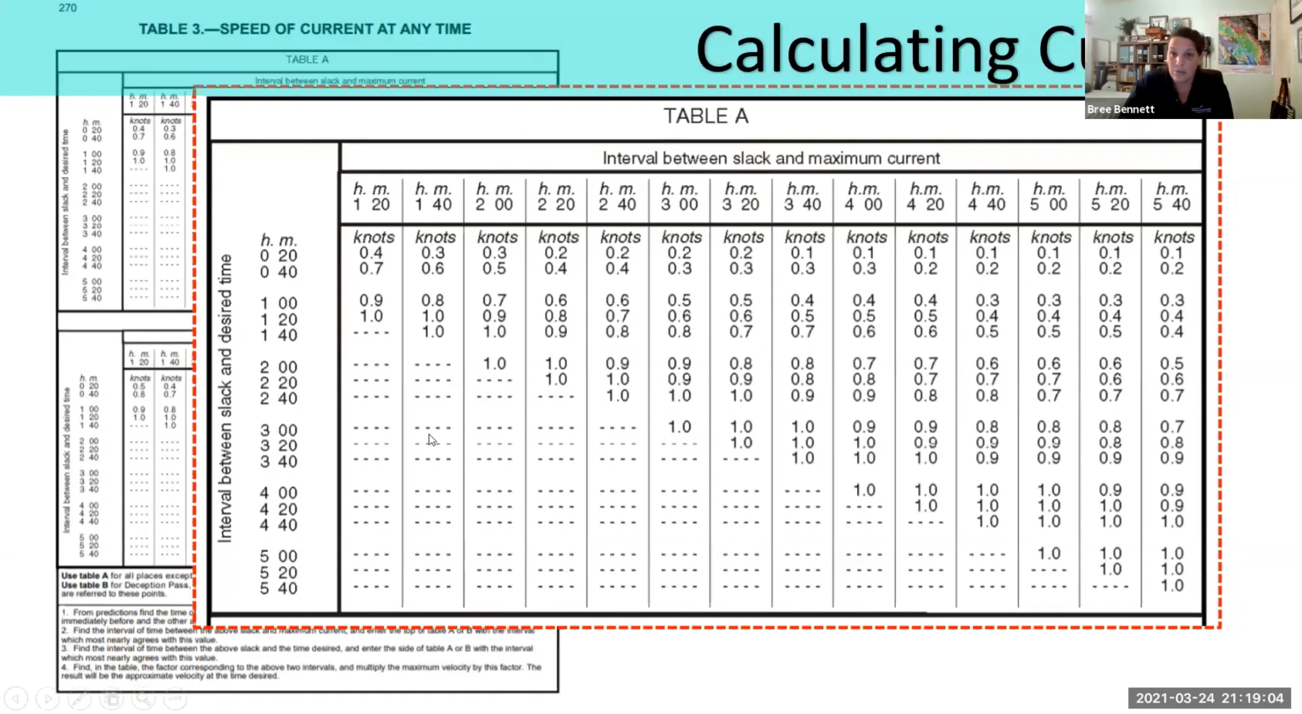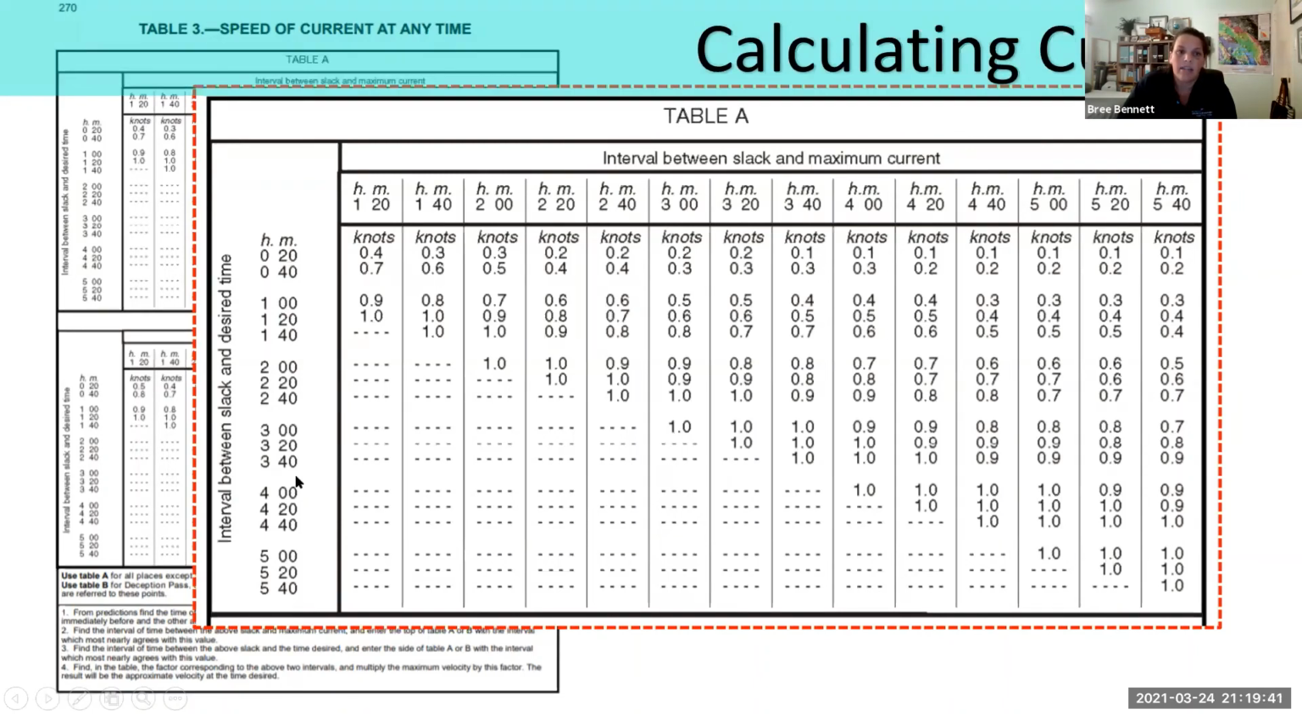Okay, for the table, our table 3 is just one single table. It looks like it's 2 tables, right? There's a table A and a table B, but you're only going to use either table A or table B, depending on your location. At the bottom, it'll say use table B for Deception Pass, and for all other places, use table A. So most of the time you use table A unless you're doing something else.